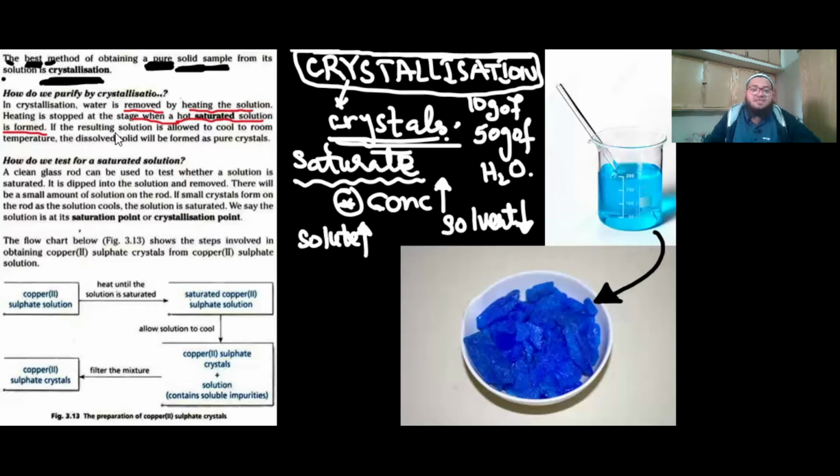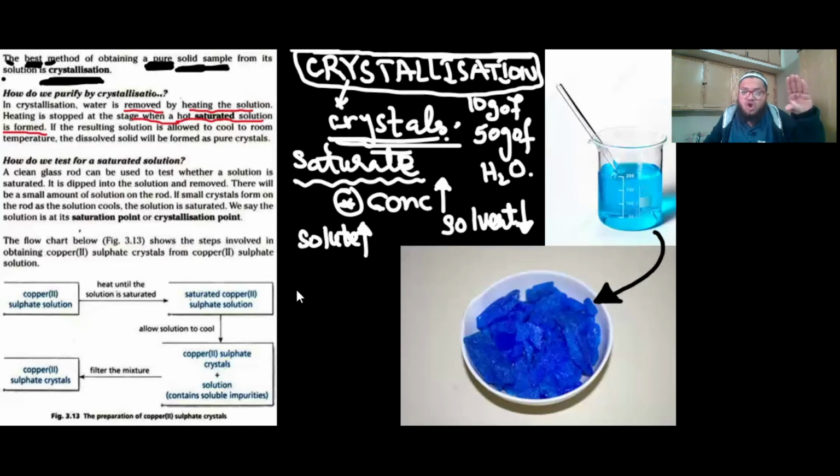If the resultant solution is allowed to cool to room temperature, the dissolved solid will be formed as pure crystals. What do we mean by that? Now listen, guys. As soon as you heat the solution, you remove the solvent. And when approximately 50 to 60% or 70% of the solvent has evaporated, the solution which is left behind is a saturated solution.